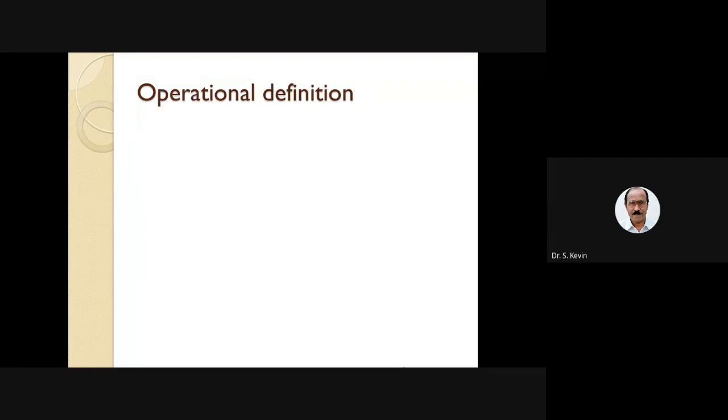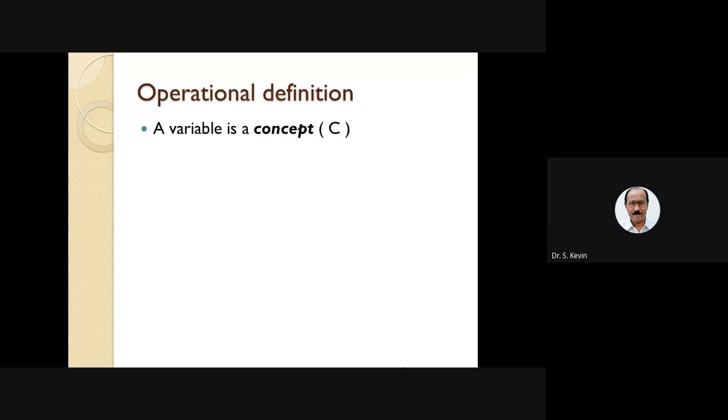Now, what is the operational definition of a variable? How, in a subjective variable, how do you operationally define a variable? We will see that first. Then we will go to the measurement side. So today's session has two parts. First is defining the operational definition of a variable. Second part is the measurement of the variable. So we are going to start with the first part.